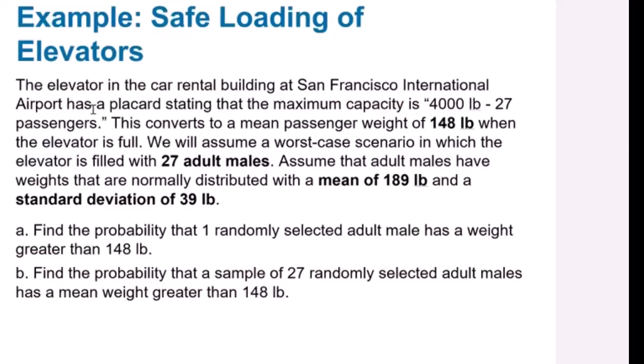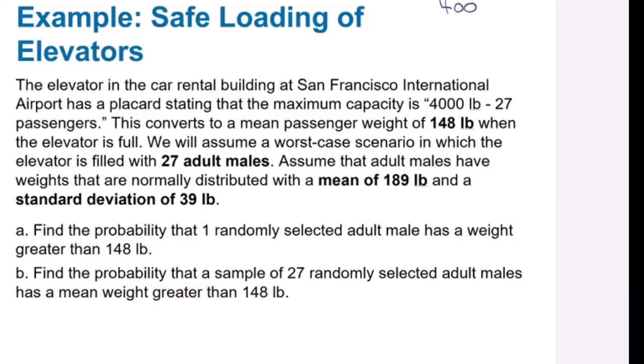Let's do this example. The elevator in the car rental building at San Francisco International Airport has a placard stating that the maximum capacity is 4,000 pounds with 27 passengers. This converts to a mean passenger weight of 148 pounds when the elevator is full.